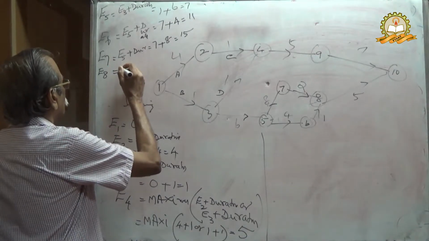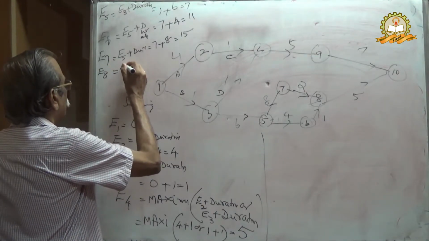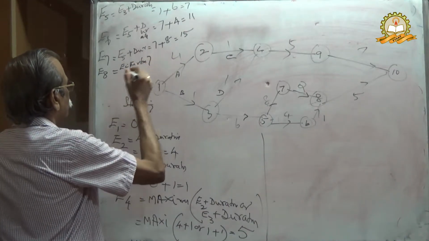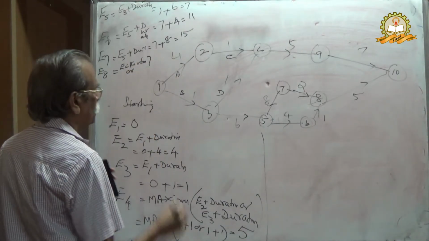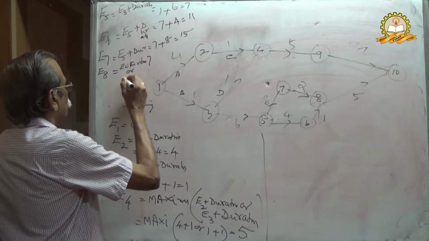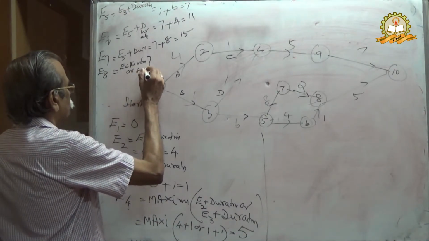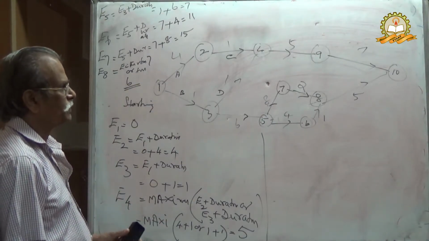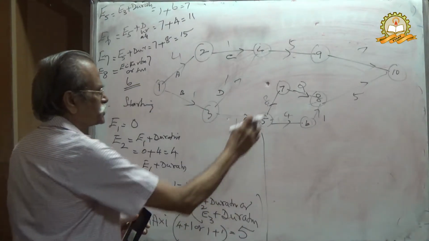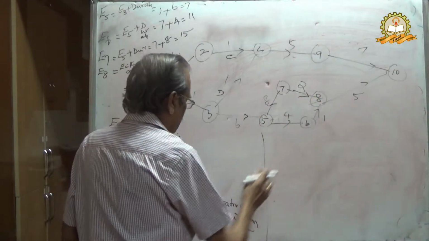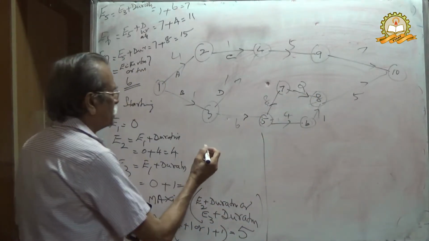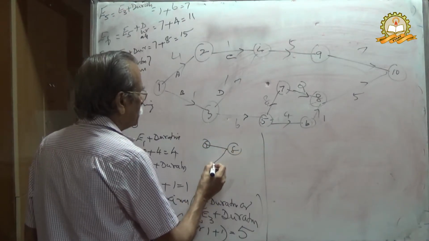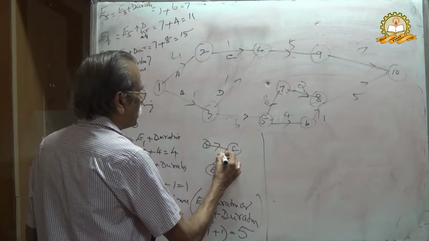E8 equal to, you can write here, either from 7 or from 6. This is the meeting point. Again a concurrency occurs. 7, 8, 6. Here it is a concurrency.